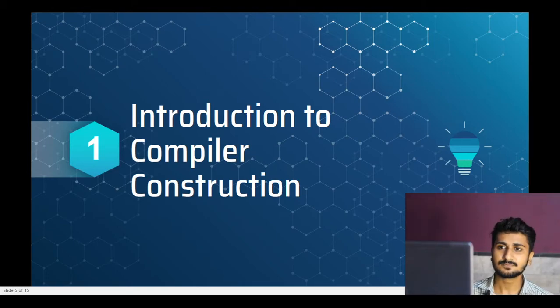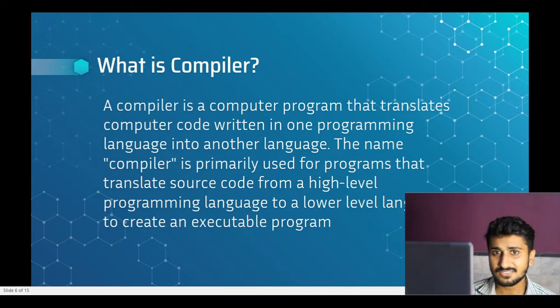So, what is a compiler? A compiler is a computer program that translates computer code written in one language into another language. The name compiler is primarily used for programs that translate source code from a high level programming language to a low level programming language to create an executable program.